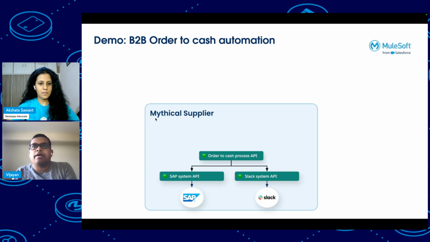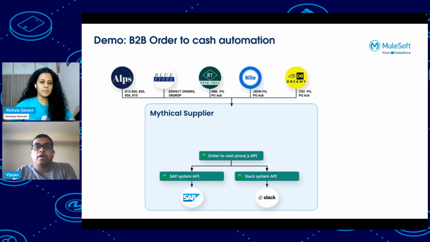So we're taking a fictional company called Mythical Supplier. You can assume them as a company like a Unilever or a Bose or a Driscoll's or a Dole, that sells products to a wide variety of customers. And we are assuming that they use SAP as their ERP where orders get created, and they have Slack where they get notifications when orders are created or when there are exception scenarios. And they have a process API that orchestrates the calls between the system APIs.